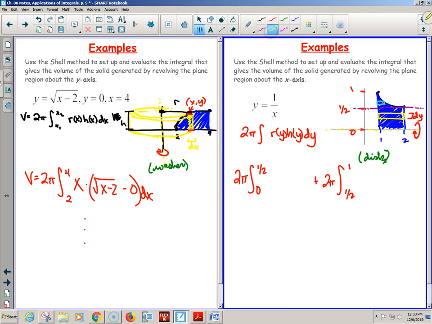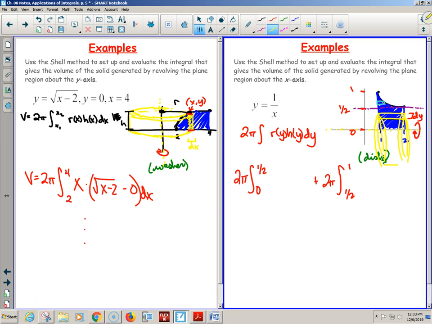For my 0 to 1/2, how's my little cylinder dude? Well, to be honest, he's actually a perfect cylinder dude, because he has no curvature to him. He's just cylinders, cylinders, cylinders. It's going to actually just be a cylinder. So some of you might be able to say, hey, that's a geometric solid, I could figure out that volume myself.